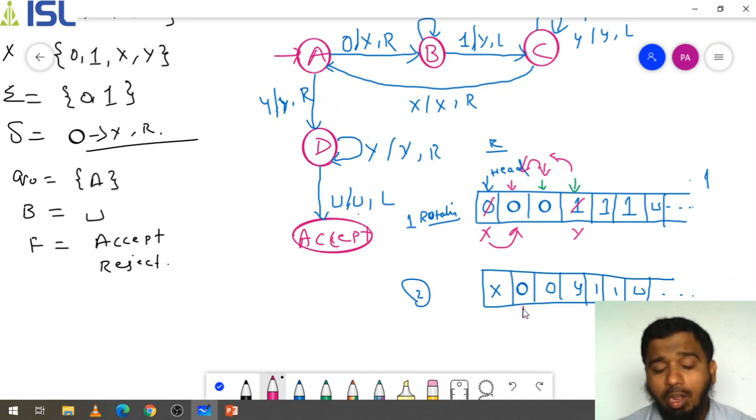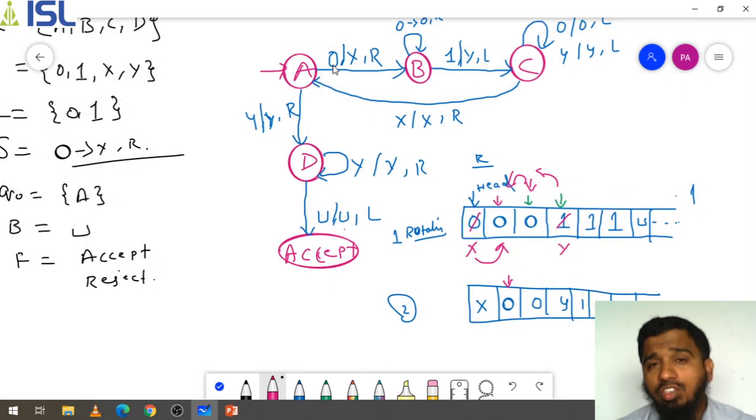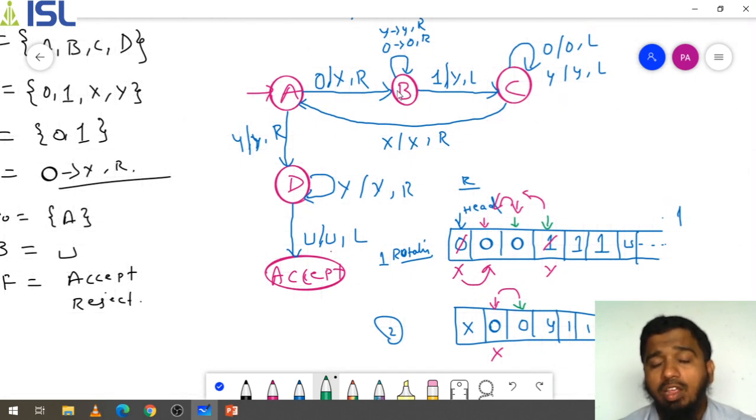So, my head is here now. If head 0 is there, then change to X and move to right. So, this head is moved to the right side. Okay. So, I am at the B state. If it is 0, 0 on 0, yes, 0 is there. So, keep it 0 only, and move to next state.